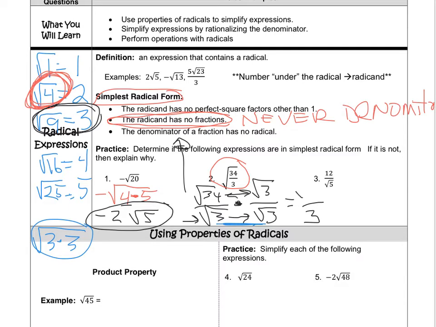34 times 3 is 102. And 3 and 34, those are prime numbers, or they don't have any factors that are perfect squares. Like 34, you could get it by going 2 times 17, but neither one of those numbers is a perfect square number in a radical. So this is that answer simplified: the square root of 102 over 3.